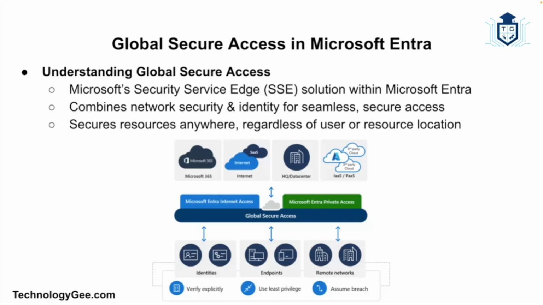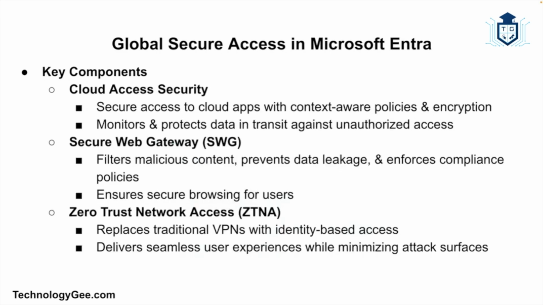All right, next let's talk about Global Secure Access in Microsoft Entra. Global Secure Access is Microsoft's Security Service Edge solution within Microsoft Entra. Security Service Edge is a framework that combines network security and identity to secure access to resources, regardless of where users are located or where the resources reside. The key components of Global Secure Access are as follows. It offers cloud access security. It provides secure access to cloud applications using context-aware policies and robust encryption, and it monitors and protects data in transit to prevent unauthorized access.